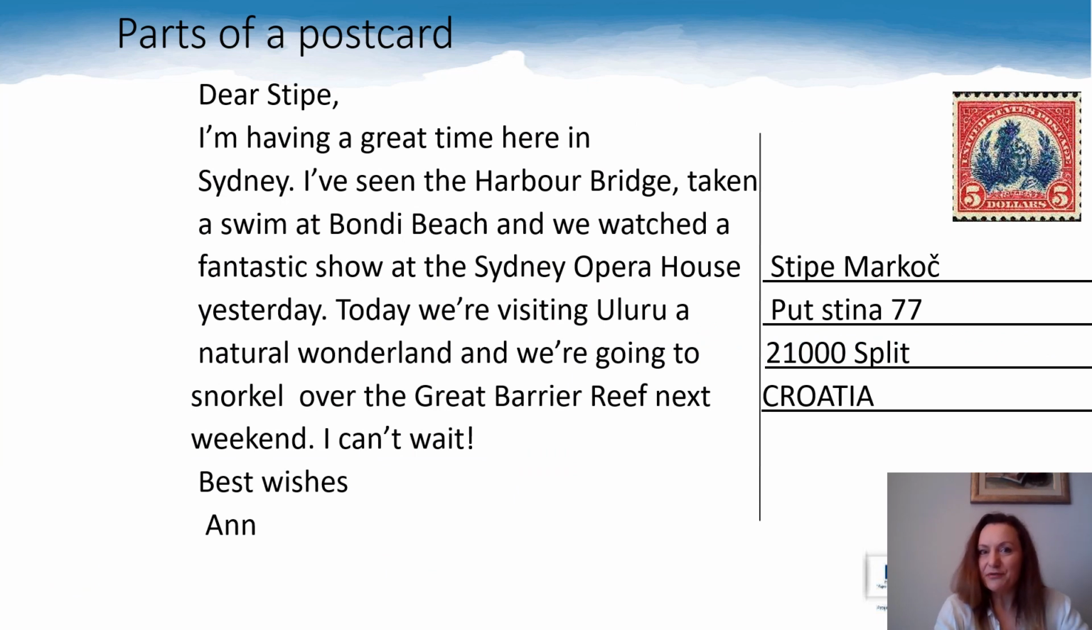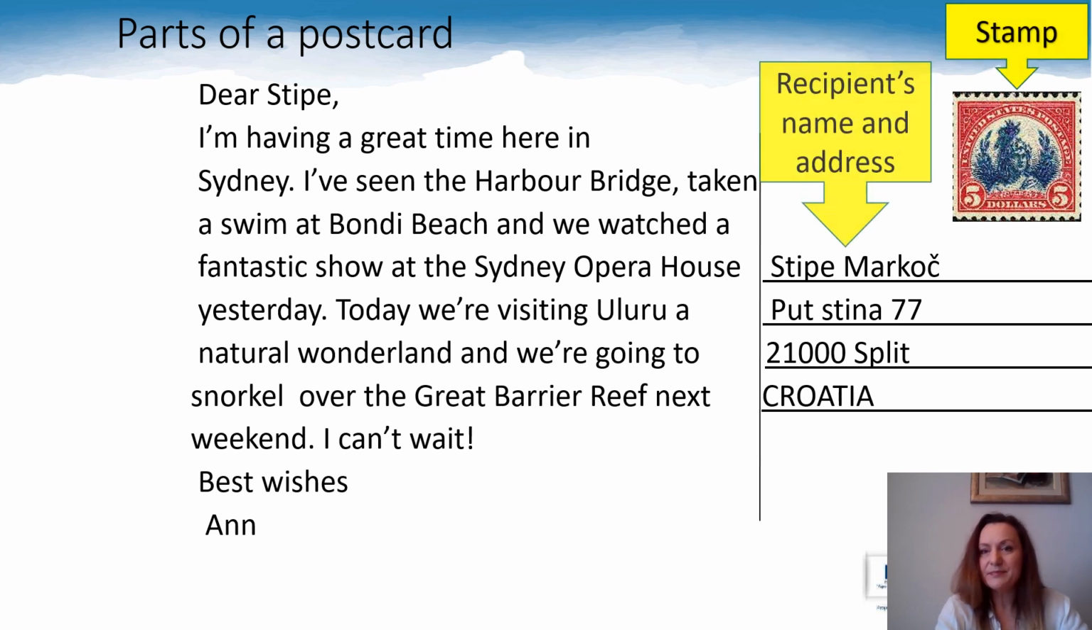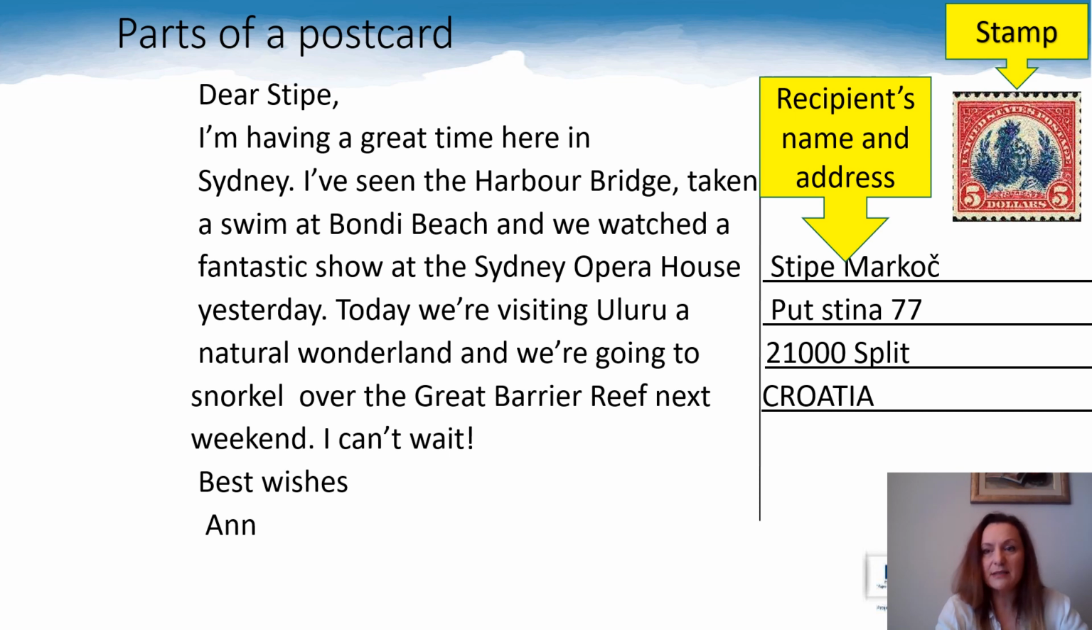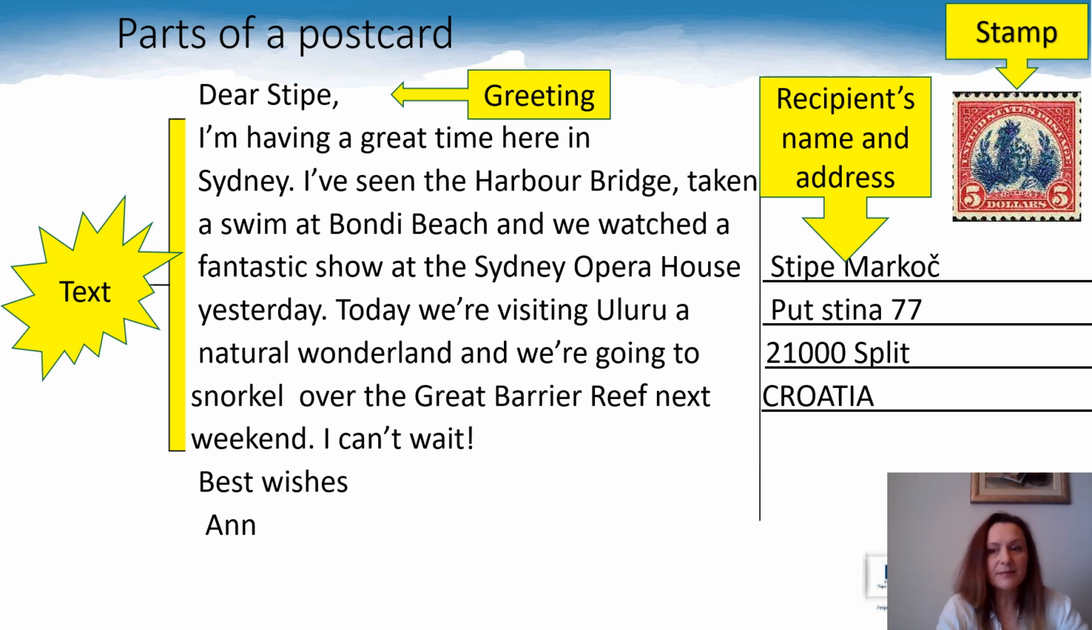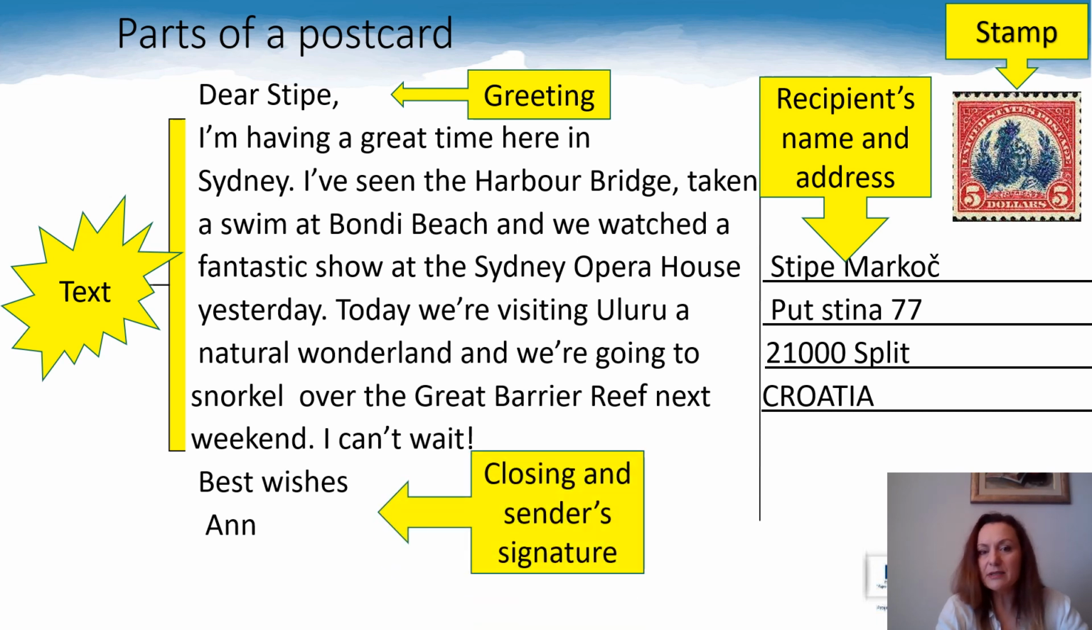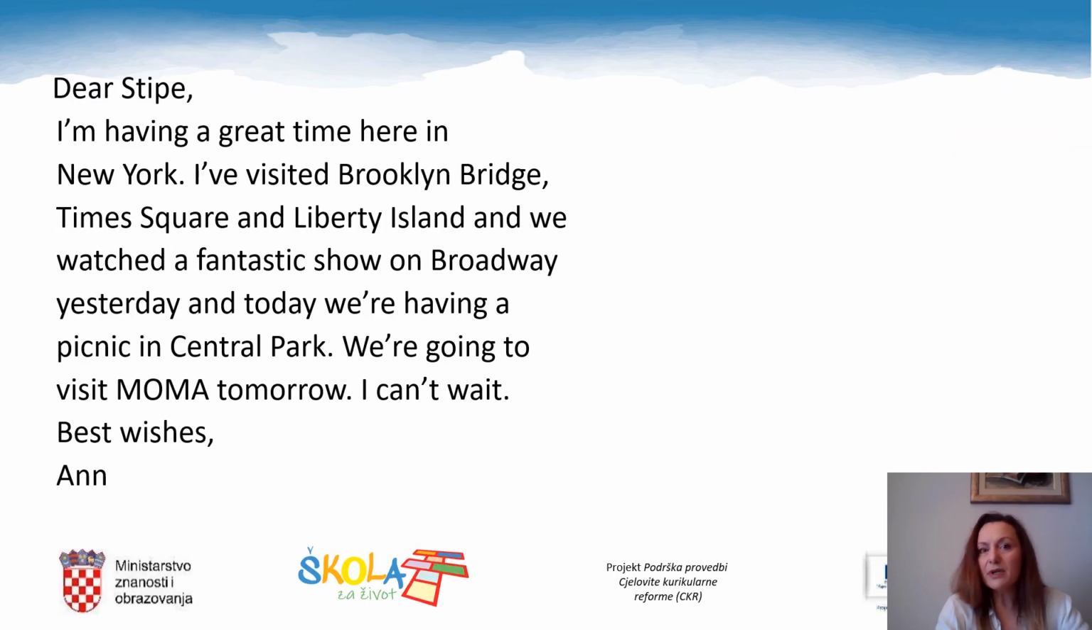Now we know what kind of images postcards can have, but what can we find on the divided back? Here are parts of a postcard: a stamp, recipient's name and address, greeting, text, and closing and sender's signature. You can't write a long message on postcards, but you can use a lot of grammar and verb tenses. Let's see what you can use the different tenses for.